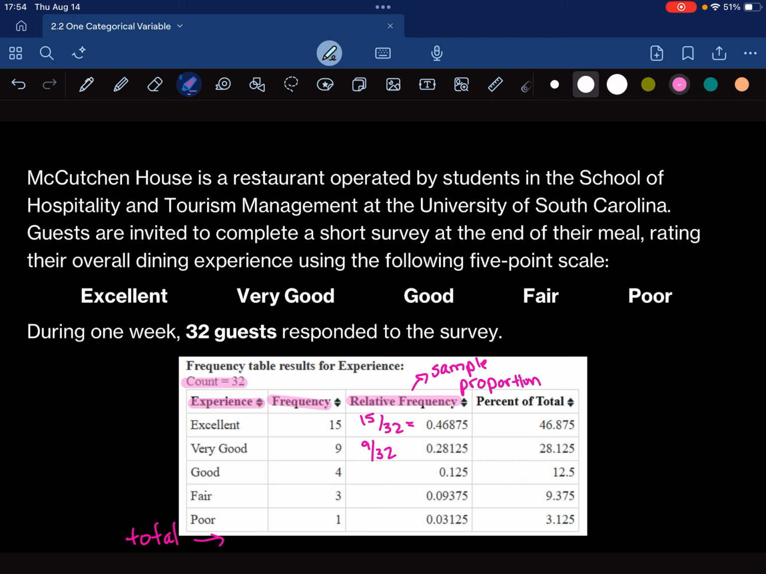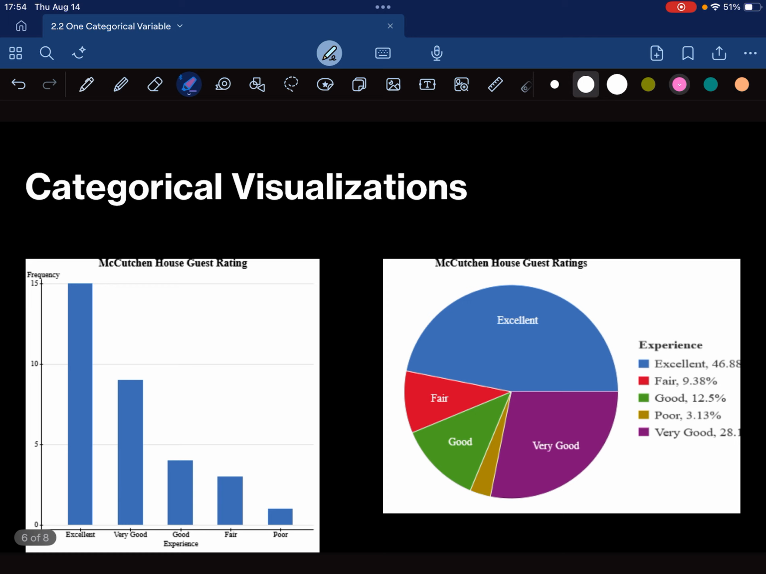And the last column is the percent. So all they did was take that relative frequency and write it as a percentage. So 0.46875 turns into 46.875%. So you can always have just the category column and any one of these, or I always like having the frequency and the relative frequency together. Percentage is optional.